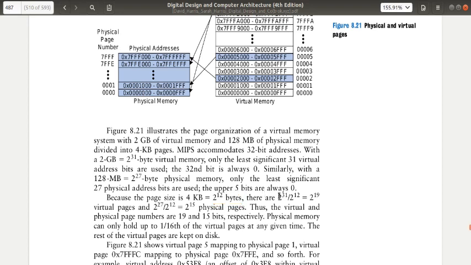And in the virtual memory, what is the total size of the virtual memory? 2 to the power 31. That is divided into blocks of 2 to the power of 12, right? So there is a total of 2 to the power of 31 divided by 2 to the power of 12, which is 2 to the power of 19 virtual pages. Understand? Because we are dividing the whole 2 to the power of 31 locations into 2 to the power of 12, that is 4 KB chunks called pages.